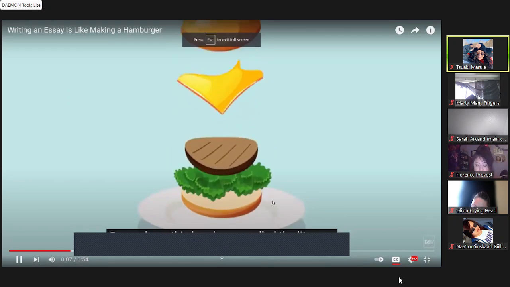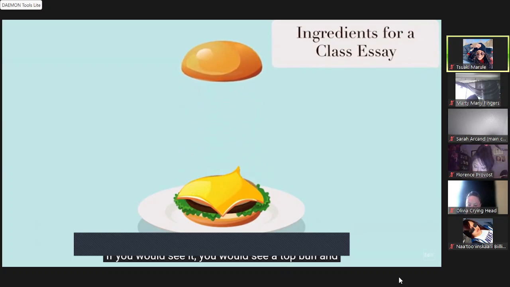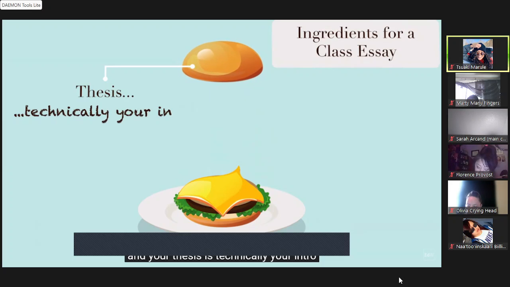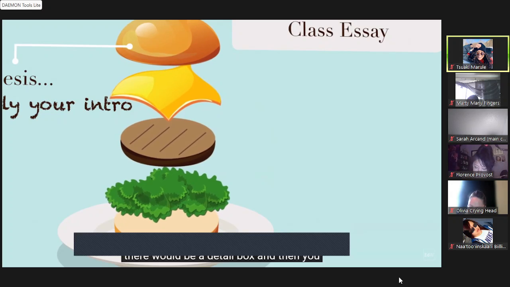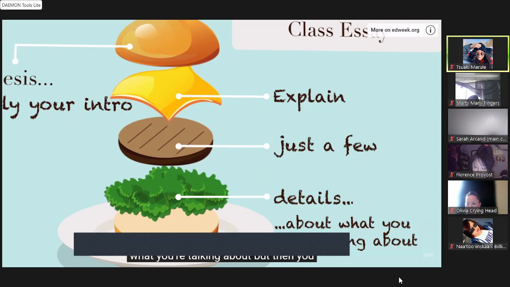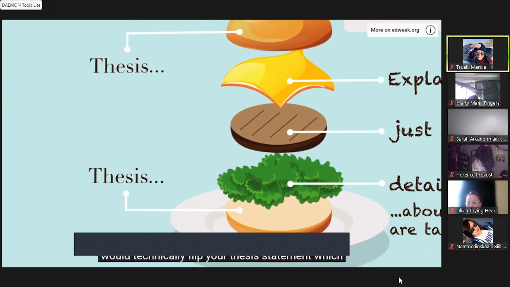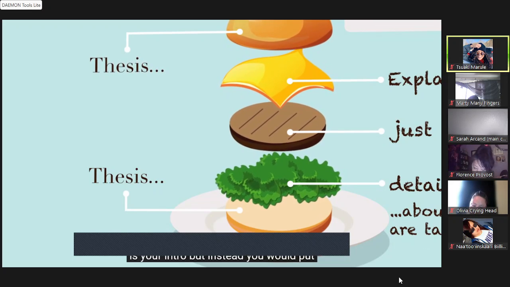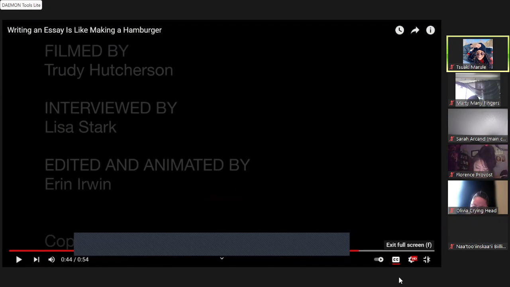So you have this hamburger called the literacy. If you would see it, you would see a top bun and you would put your thesis in it. And your thesis is technically your intro. And then you would go down and there would be a detail box. And then you would explain just a few details about what you were talking about. But then you would go down again, and then you would technically flip your thesis statement, which is your intro, but instead you would put in conclusion. And I'm finished.